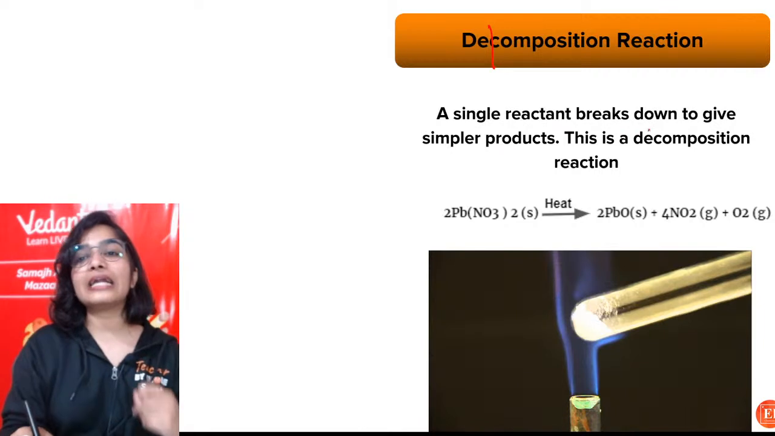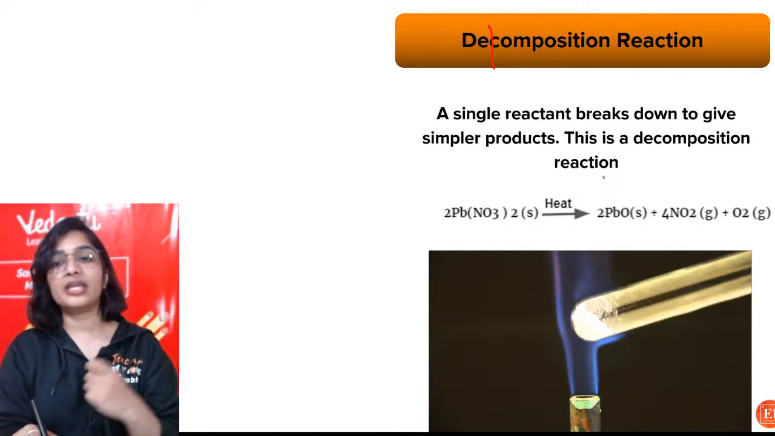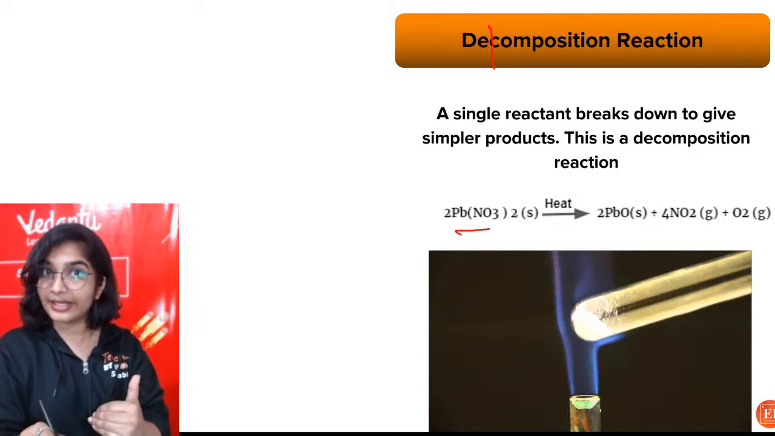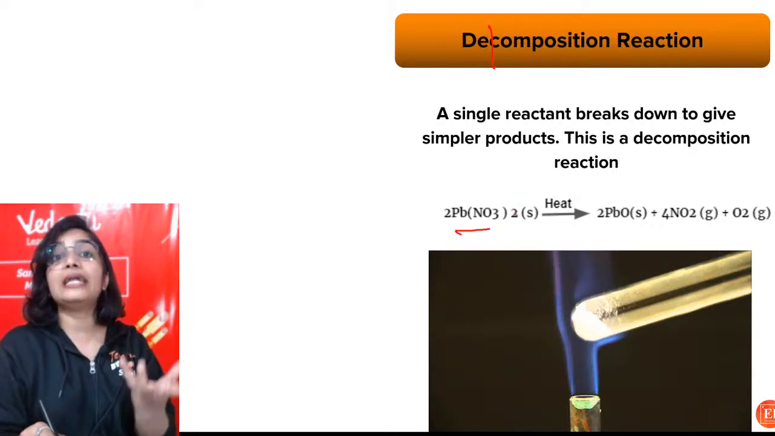So a single reactant breaks down to give simpler products. So this is what a decomposition reaction is, that is lead nitrate. So what happens when you heat lead nitrate?